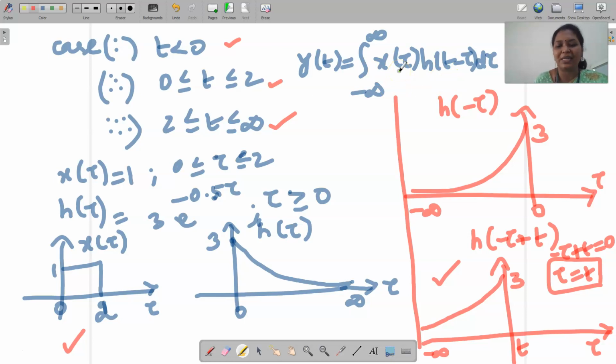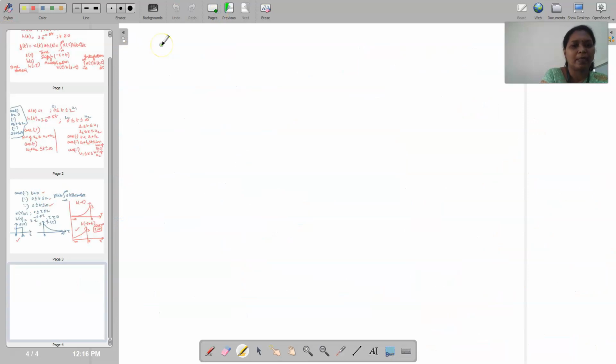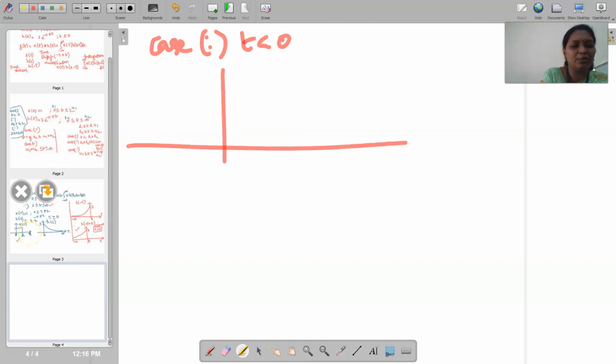Okay. So, first let us consider the first case, t less than 0. Okay. So, we need to consider this diagram and this diagram. Okay. So, first let us draw x of tau. Okay. So, first case t less than 0, t less than 0 means first of all draw your x of tau signal as it is, as how you have to draw as it is. Okay. This is 0 to 2, the amplitude is 1, draw your x of tau.